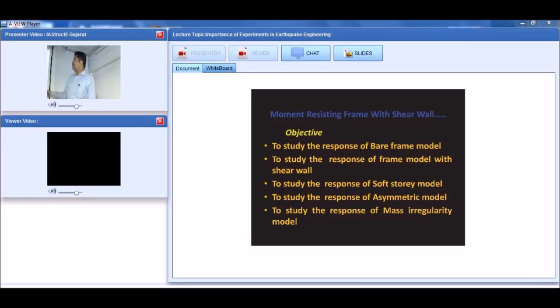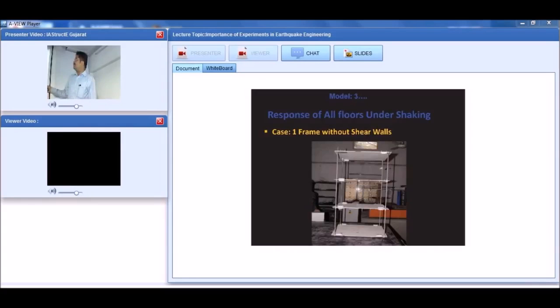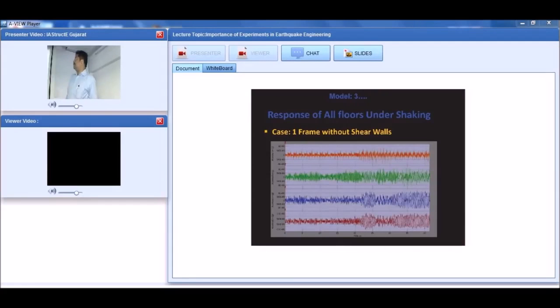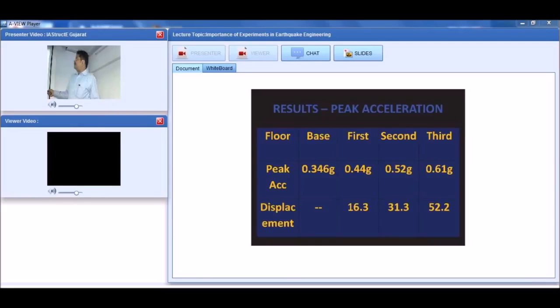So this is the frame without shear wall. This is the bare frame model. Right? Only columns, the slab is supported on the columns. Next. And this reading has been taken of acceleration versus time. Next. And these are the peak accelerations which are observed. Peak acceleration at the base 0.346 g, 0.44 g, 0.52 and 0.61 g. So up to 0.61 g is recorded by the sensors.